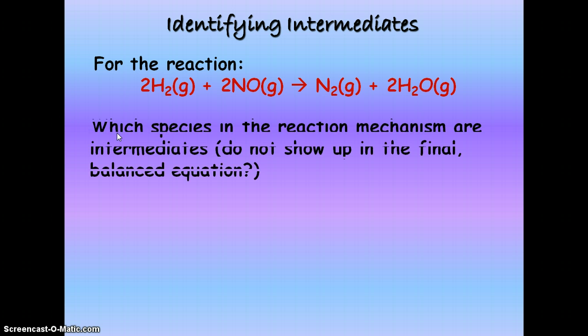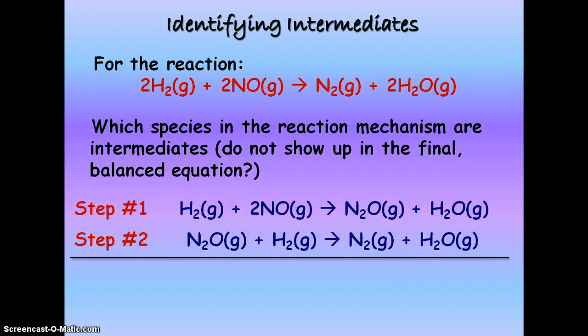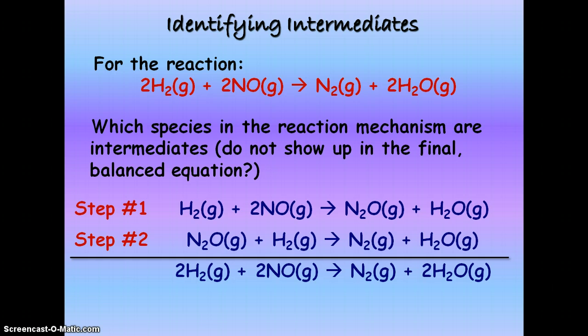All right, let's look at intermediates. So which of the species in the mechanism are intermediates? Well, here are our two steps, and we see that N2O is produced in the first step and then consumed in the second step, meaning it is an intermediate.